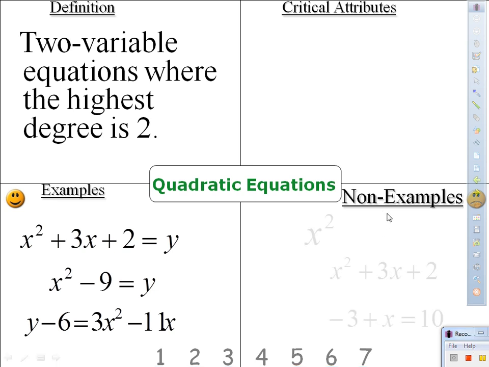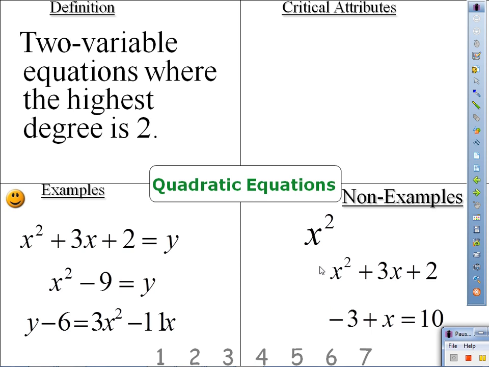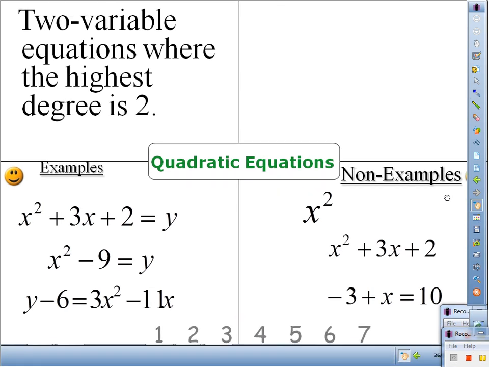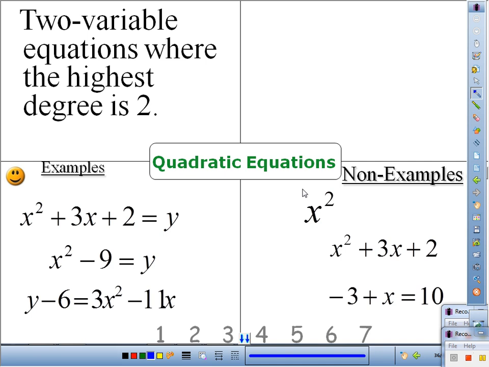Copy this. As you're copying those, start thinking, these are not quadratic equations because blah, blah, blah. So these two and that one, copy that, please. All right, tell your neighbor why these are not quadratic equations, please. The first one and the last one have only one variable. The third one doesn't have a y. The second one is not an equation.